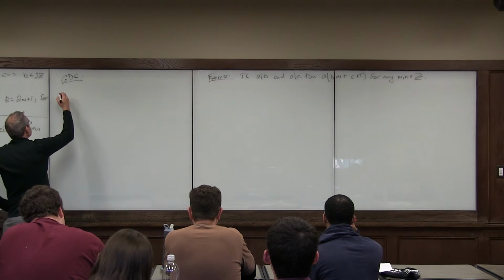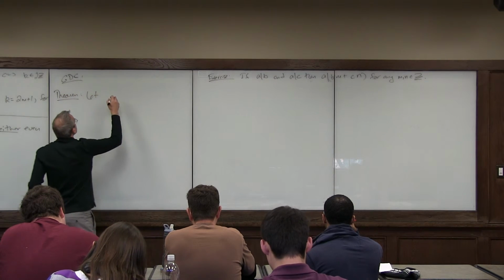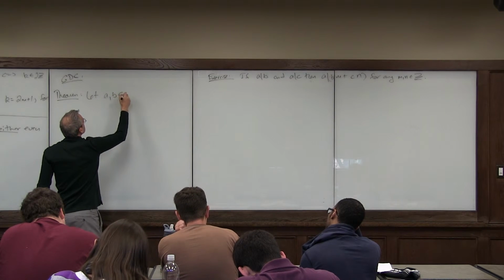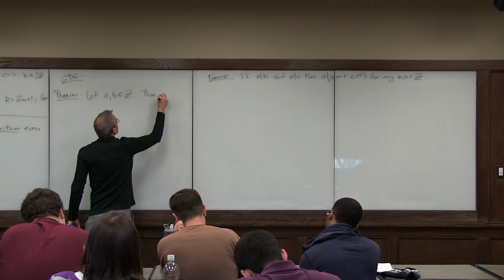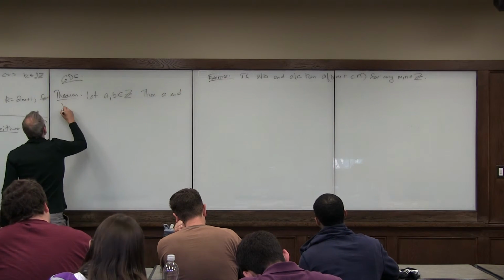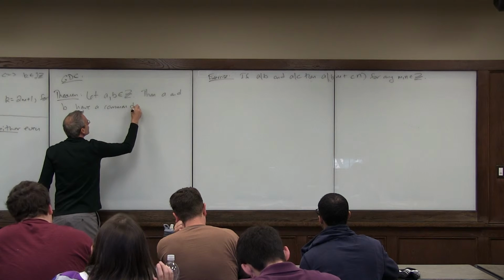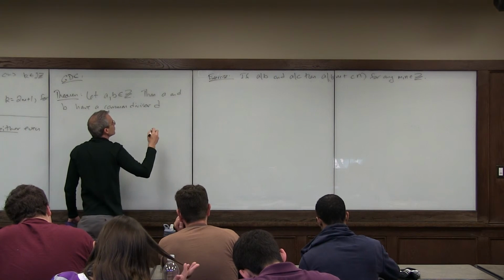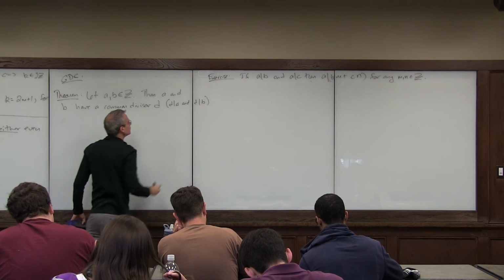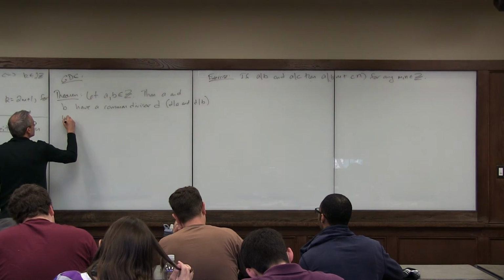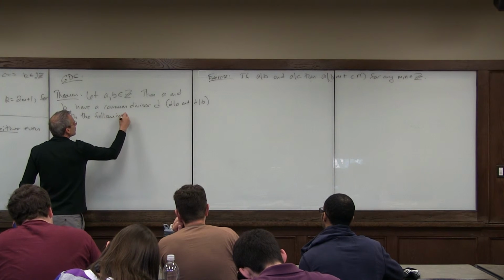Okay, so let A and B be elements of Z. Then A and B have a common divisor, D. So that means that D divides A and D divides B, with the following properties.